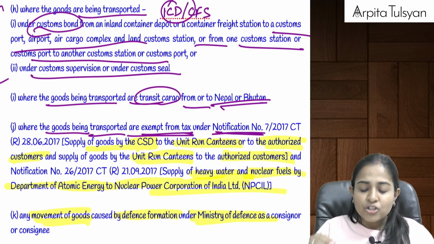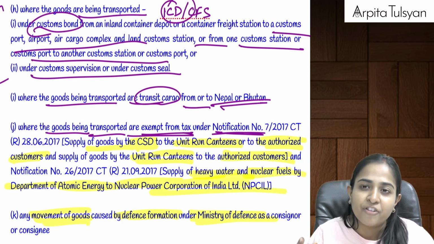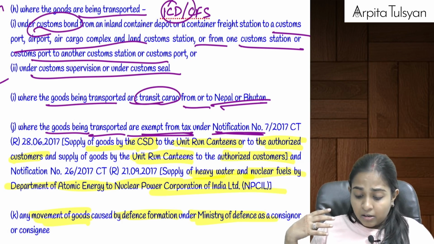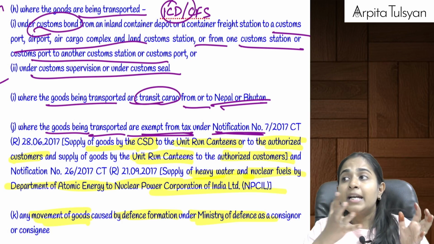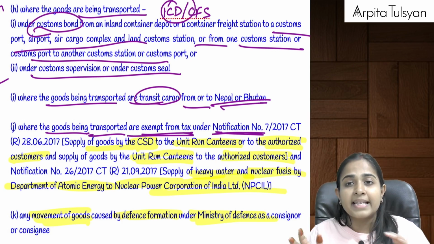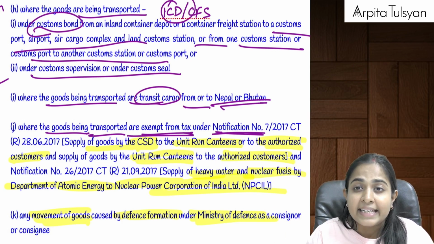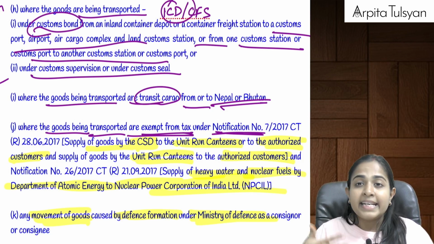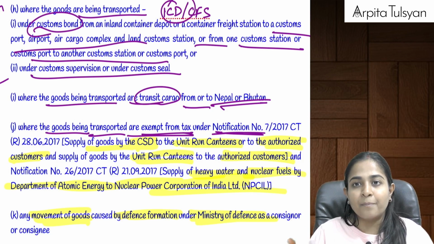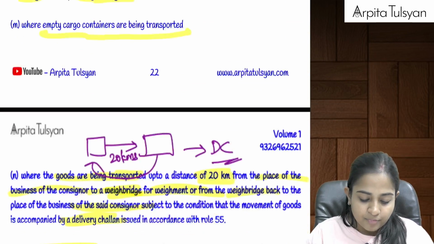Any such goods transported which are exempted from tax under some special notifications. Example, supply of heavy water and nuclear fuels by Department of Atomic Energy to NPCIL company, or whenever there is a supply of goods to army canteens, etc. No e-way bill is required. Or whenever there is any defense material transportation by the Ministry of Defense, secret mission, no e-way bill is required in that case.